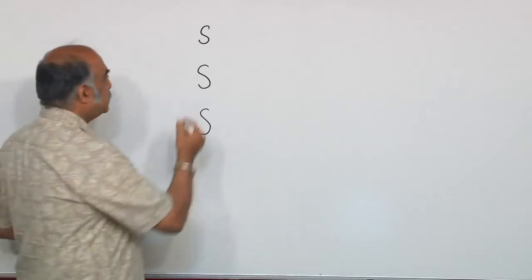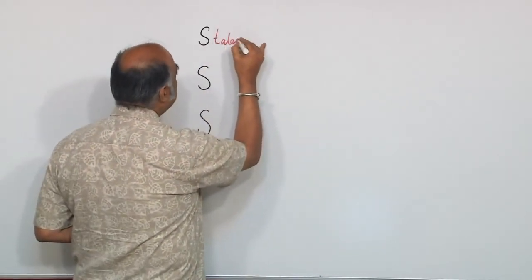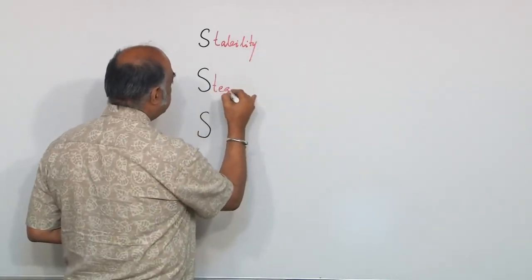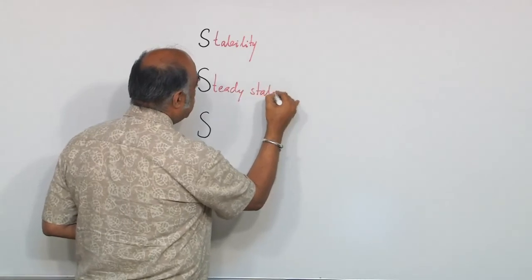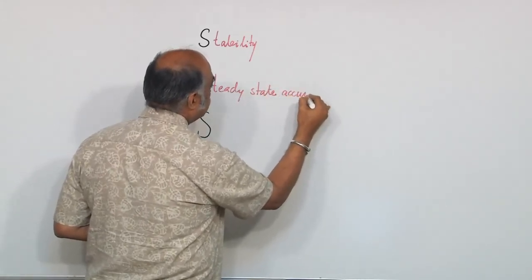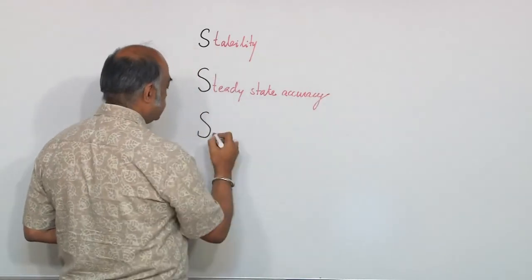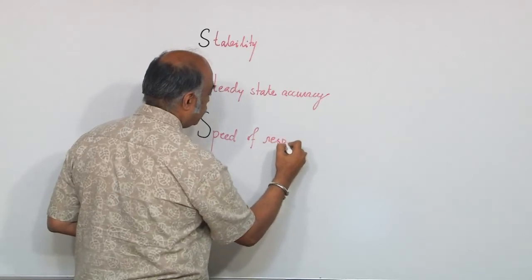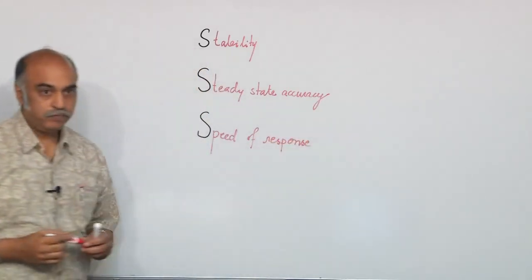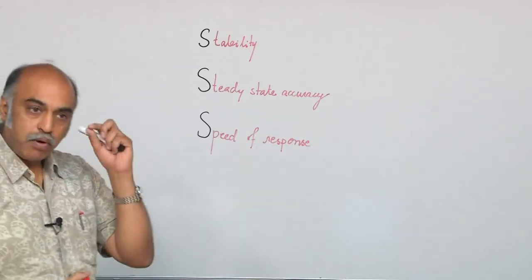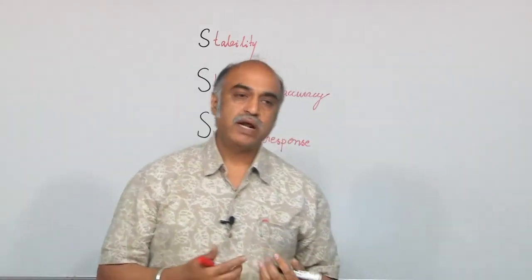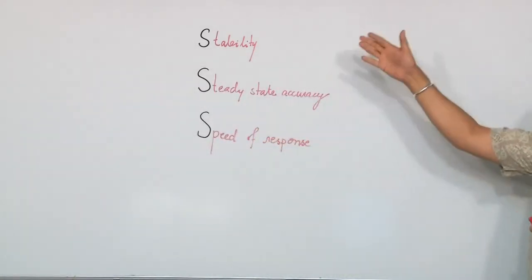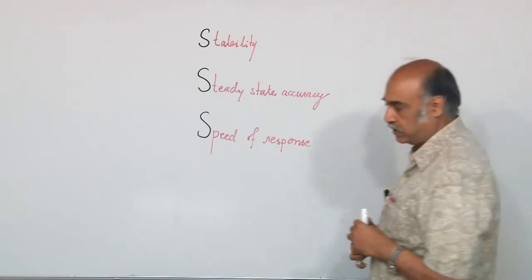One is stability, two is steady state accuracy, and three is speed of response. These three are very important performance criteria which you will try to meet in any particular system, any design. They have to see that you are meeting these three important things.